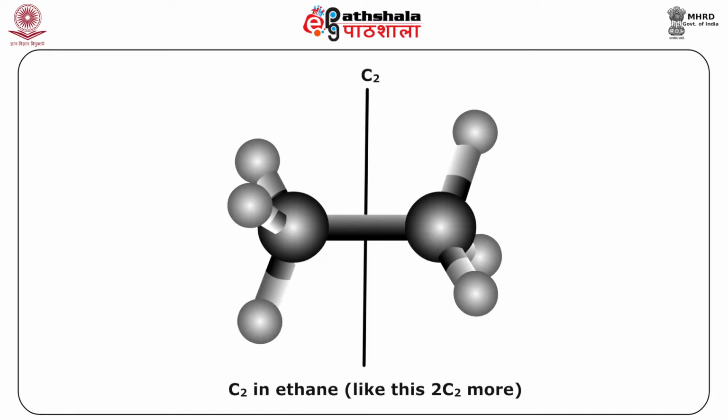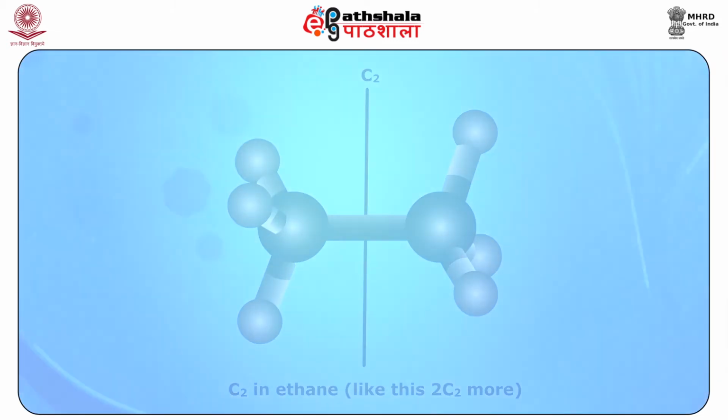However, if we look at the C2 symmetry in ethane, then we would consider it like this. Just like the water molecule, it is a vertical axis. If we rotate the ethane molecule by 180 degrees, then we will get an identical molecule again. Thus, 360 divided by 180 degrees will give you a value of n as 2, or Cn as C2.